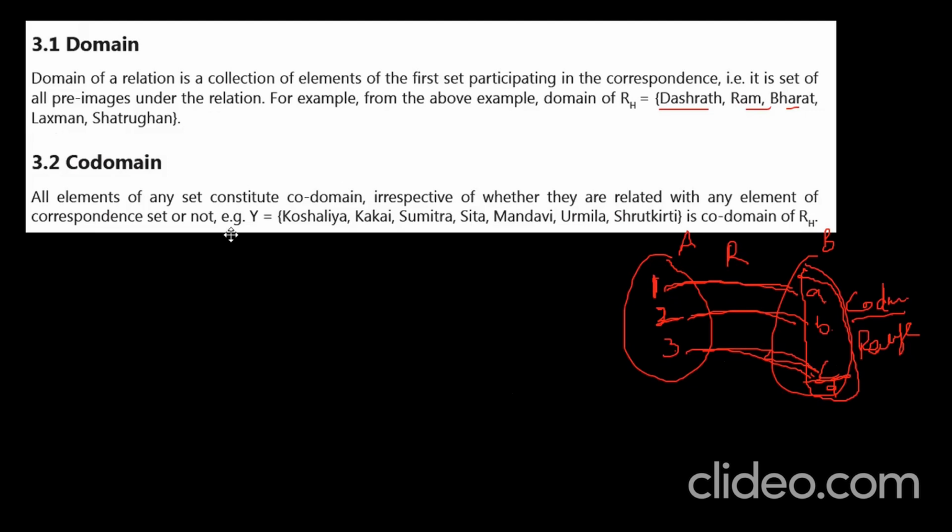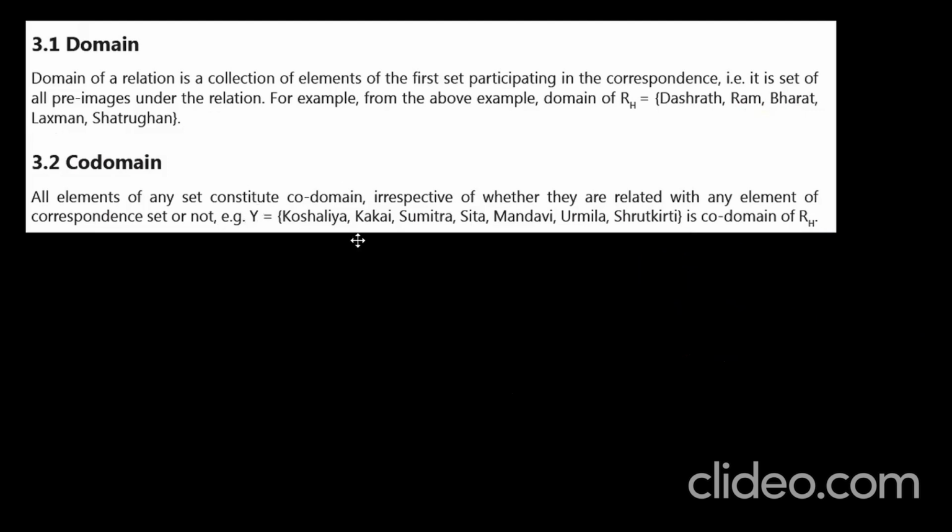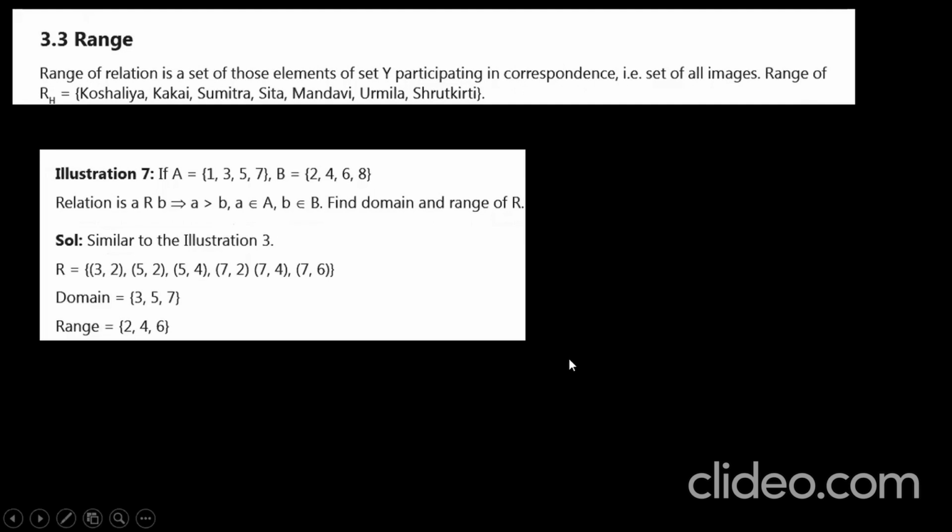Let us go to the codomain. All elements of any set constitute the codomain, irrespective of whether they are related with any element by correspondence or not. I already told you, we took the example A, B, C, D. A, B, C are in correspondence with 1, 2, 3. D is not in contact, but the total elements present are called the codomain. Got it? Correct. Next.